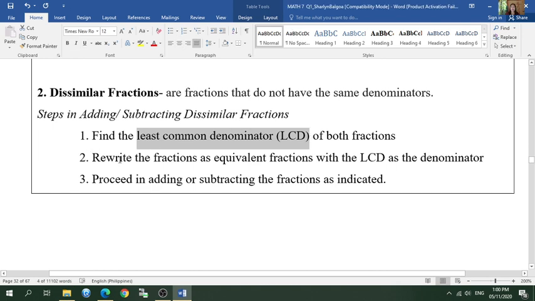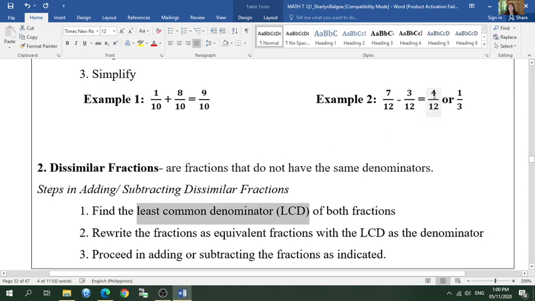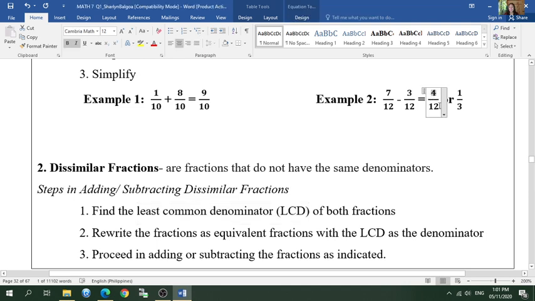And then after that, you are going to rewrite the fractions as its equivalent fraction. Ano nga ba yung halimbawa ng equivalent fraction? Kagaya halimbawa ng 4 over 12 at saka 1/3. Okay, 4 over 12 is the same as 1/3. Kasi nga pag gumamit ka ng the same number na pwede mong i-divide sa 4 at saka 12, just like 4 divided by 4, 1/3.